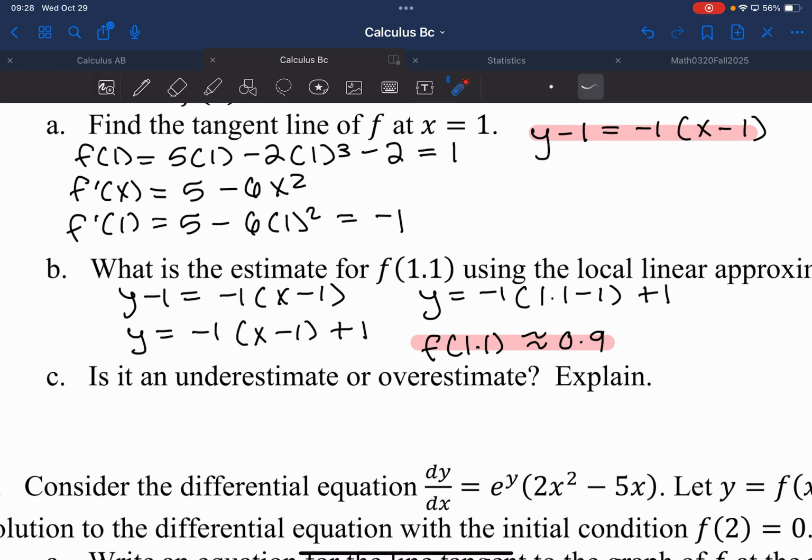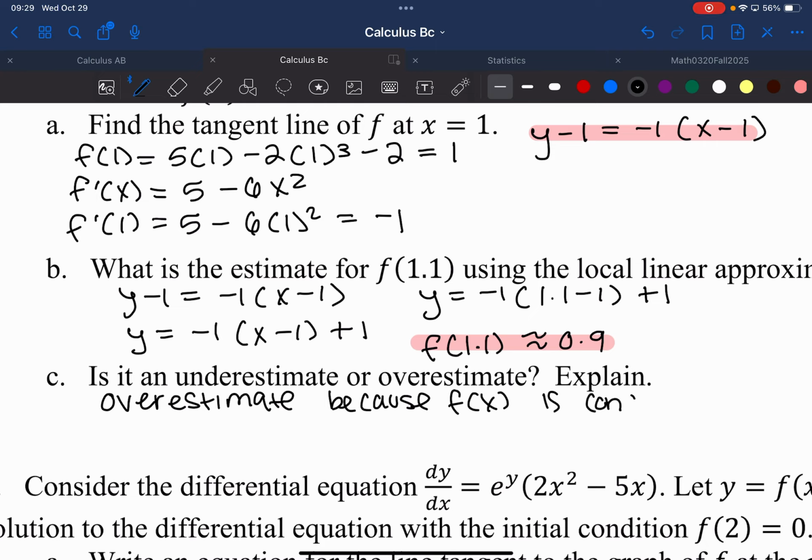Okay, now it's asking if it's an over or underestimate, but what was the concavity in the beginning? Down. So since it's concave down, we know this is an overestimate, because f of x is concave down at x equals 1.